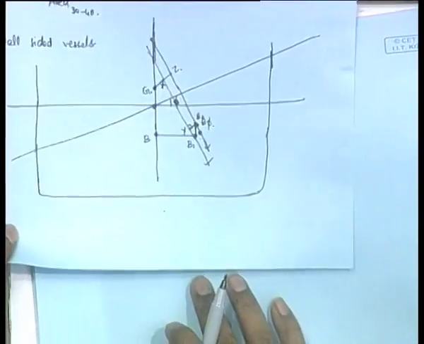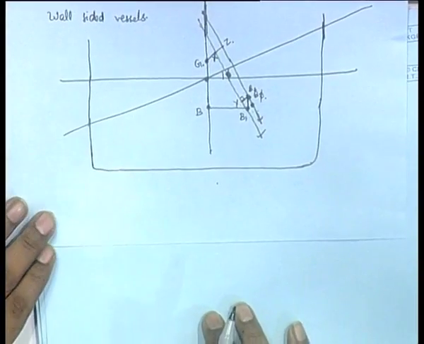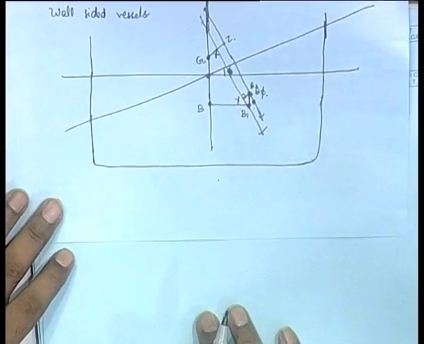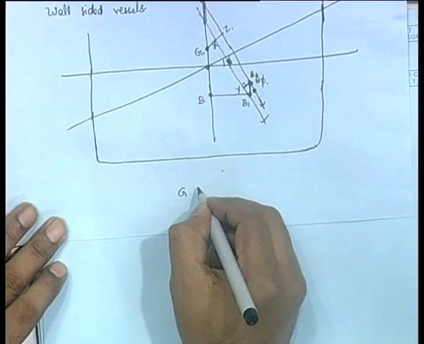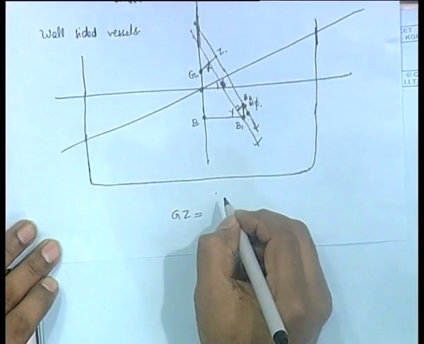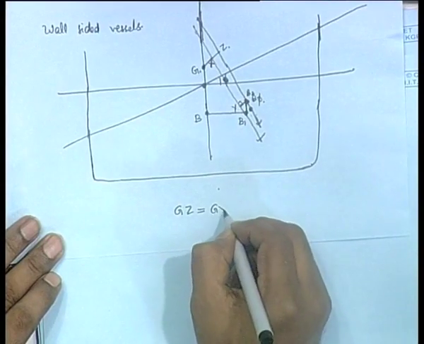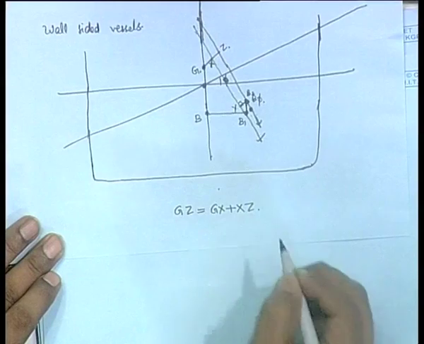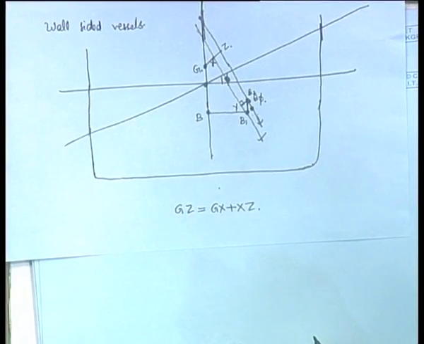Now we need this figure. G z is equal to G x plus x z. It is straightforward from that: G z is equal to G x plus x z.